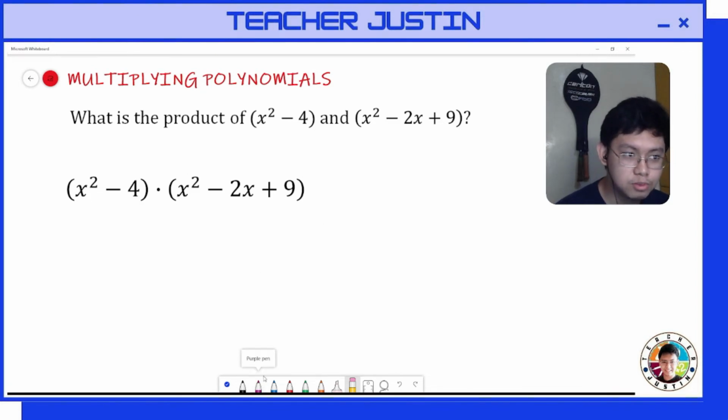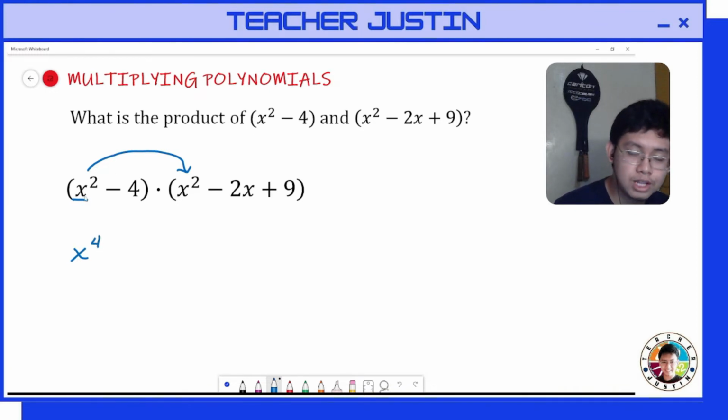So let's start first with x squared. We have here x squared multiplied to x squared. So x squared times x squared. Copy the variable and then add the exponent. So 2 plus 2 is 4. So x raised to 4.